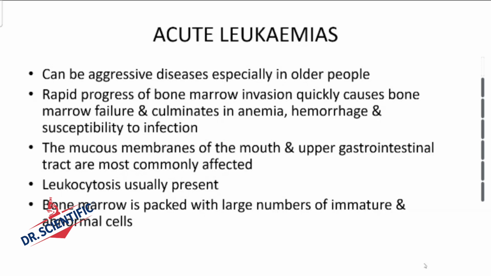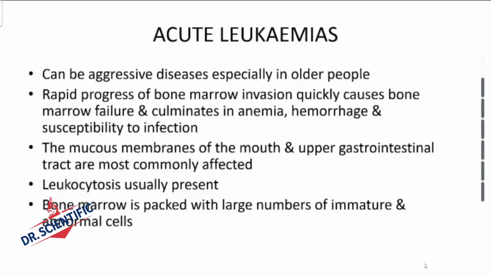The mucous membranes of the mouth and upper gastrointestinal tract are most commonly affected. So in somebody with acute leukemia, it tends to affect the mouth and upper intestinal tract. Talking about the esophagus, the stomach, up to maybe the duodenum. So those tend to be most affected.